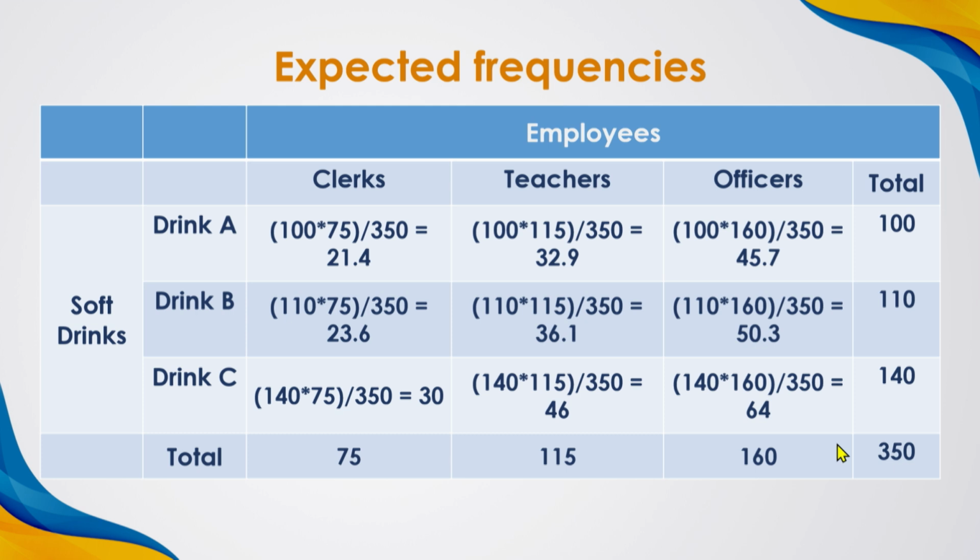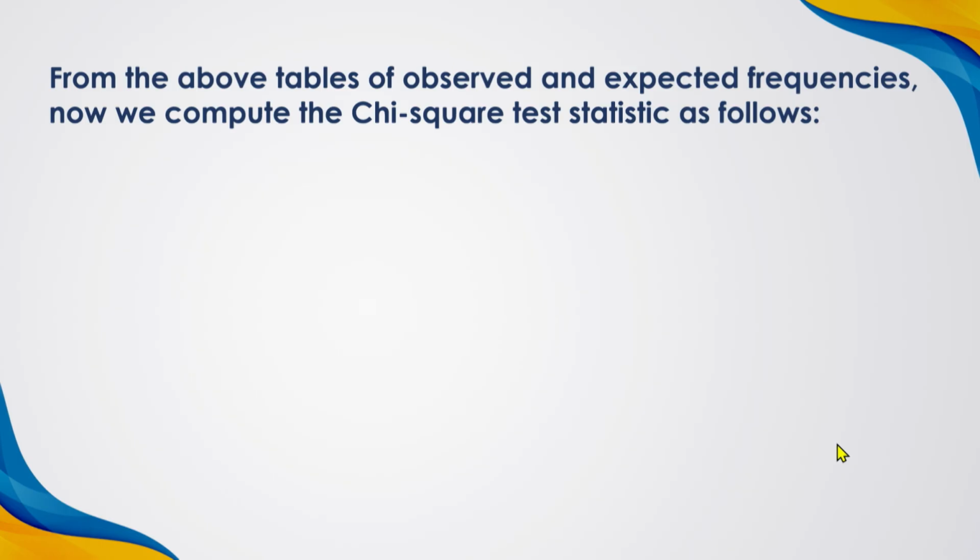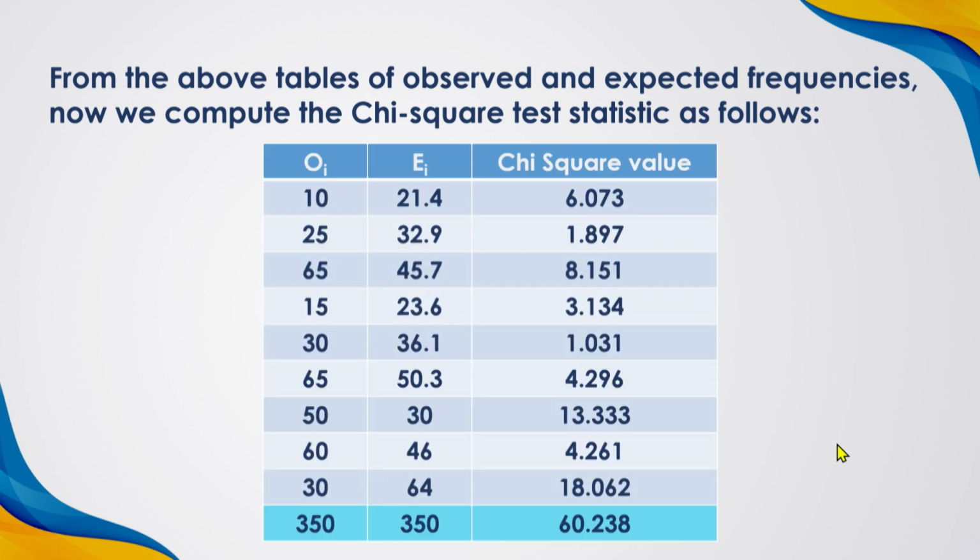So be clear about how you are computing your expected frequency, that is, three different methodologies to calculate your cases. From the above tables of observed and expected frequencies, now we can go for the calculation of the chi-square test statistic. I have placed the values in a column. Here you have to remember that while making the numbers, you should be clear how to get the values.